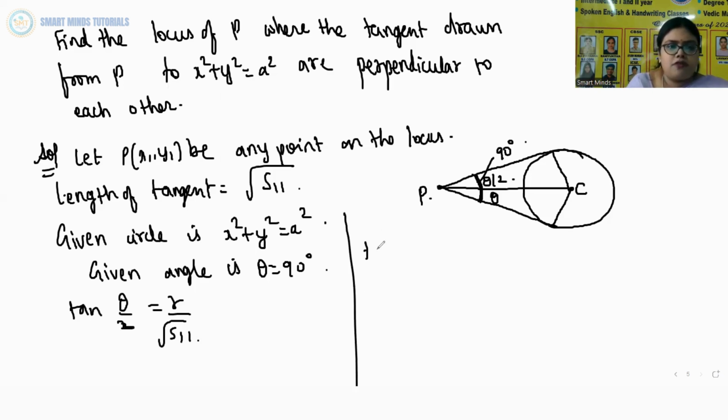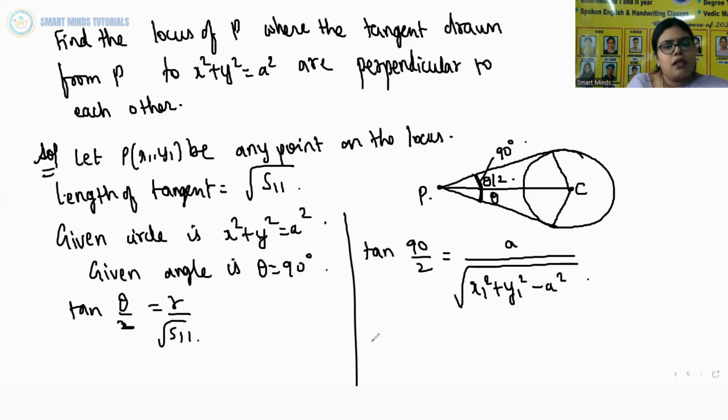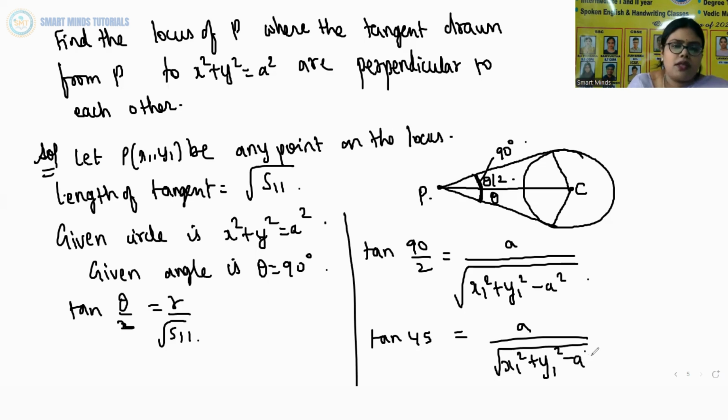So here in the place of theta we take 90, so this is 90 by 2. R is a because it is in standard form. So with which equation should I compare this? x square plus y square is equal to r square. So in the place of r you have a here. So radius is a by root over S11. S11 means what? I should substitute the point in this equation. Point is (x1, y1). So x1 square plus y1 square minus a square. Now 90 by 2 is 45. That is equal to a by root over x1 square plus y1 square minus a square.